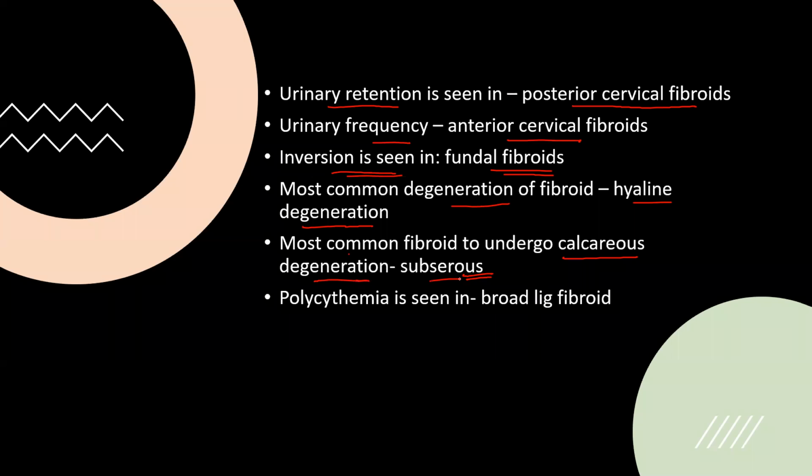That is subserous. Plus, if there is a broad ligament fibroid, polycythemia is one of the features. So remember, polycythemia is one of the features of broad ligament fibroid. So this was all about fibroid. Remember, intramural fibroid or interstitial fibroid, then we have subserous, then we have submucous, as well as the pedunculated one.